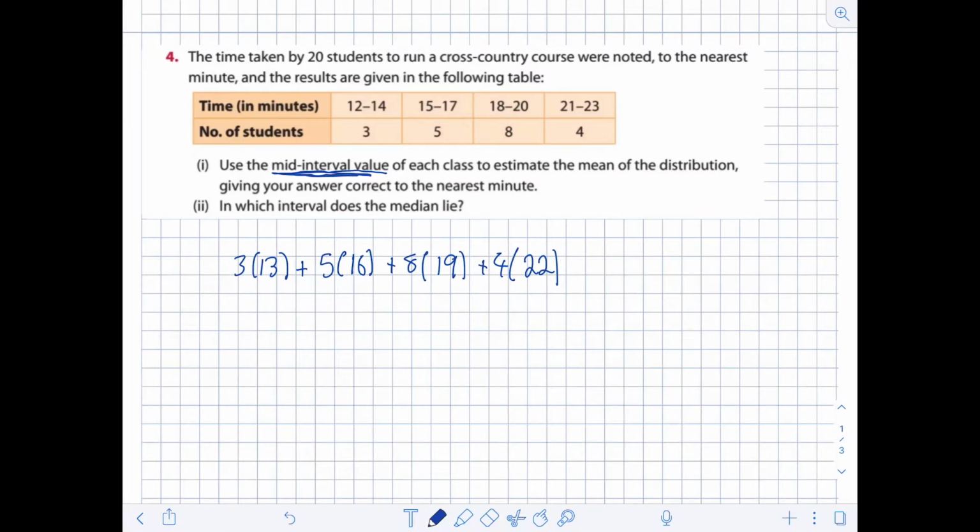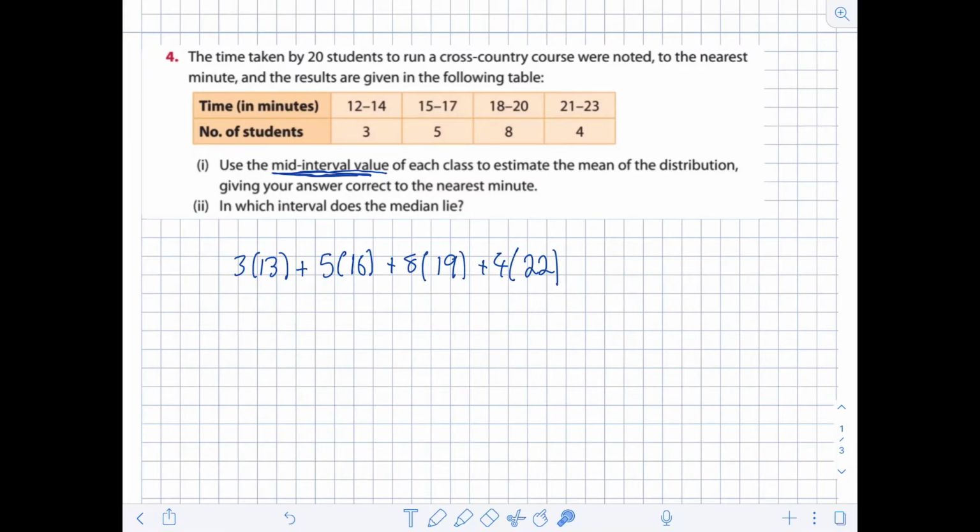Now this is approximating, yeah. It could so happen that none of them actually scored 22 minutes at all, yeah? But we're just going to say that 4 of them did. All 4 of these guys here, they could have scored 21, but we're going to say that 4 of them scored 22, because it could be 21, 22, or 23.